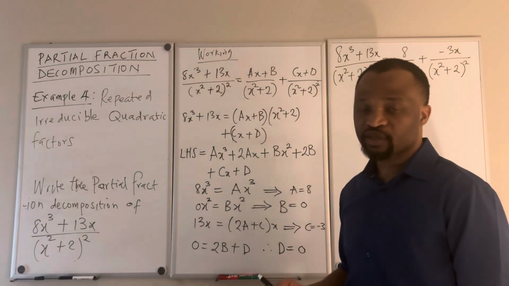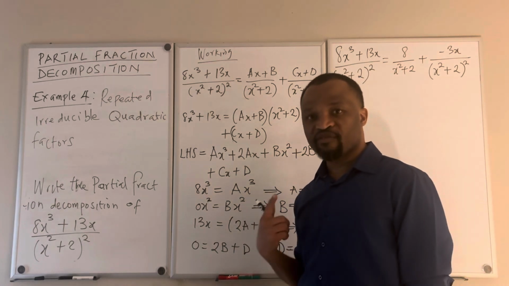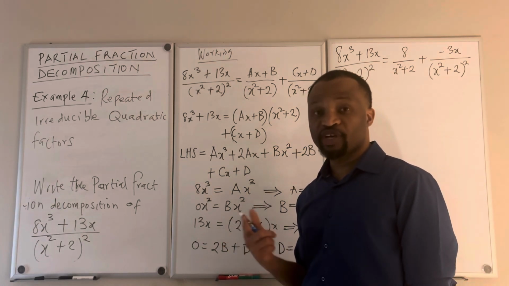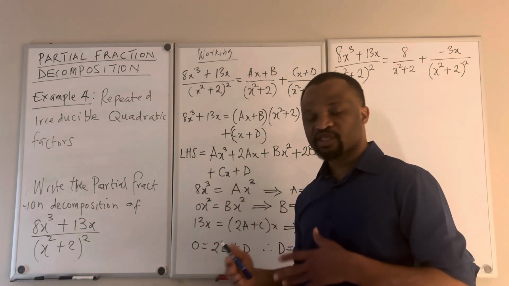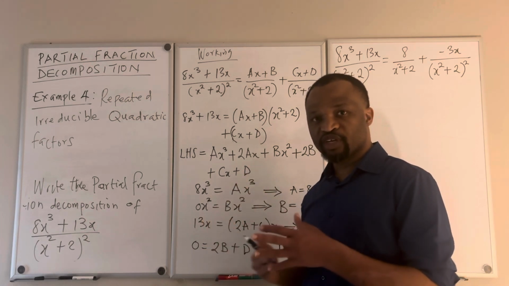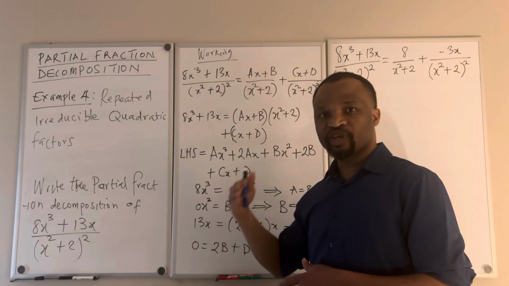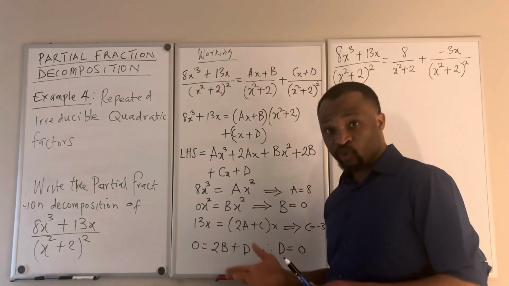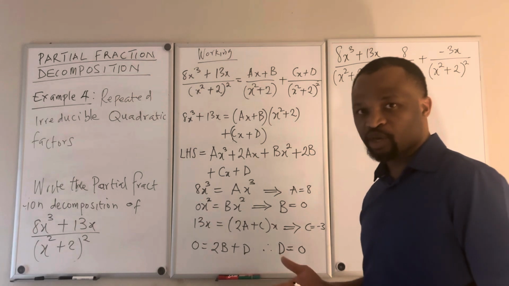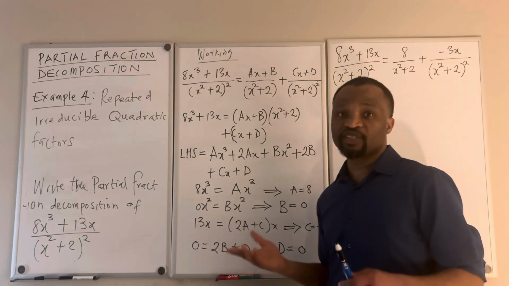If it were a repeated linear factor, say x raised to the power 5, 6, or n, we would keep going, starting with x raised to the power 1. The next denominator will be x squared, the next x cubed, till we get to n, where n is a real number, less than infinity, meaning it is finite.